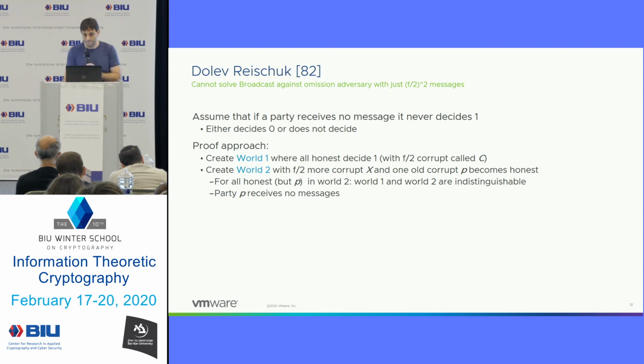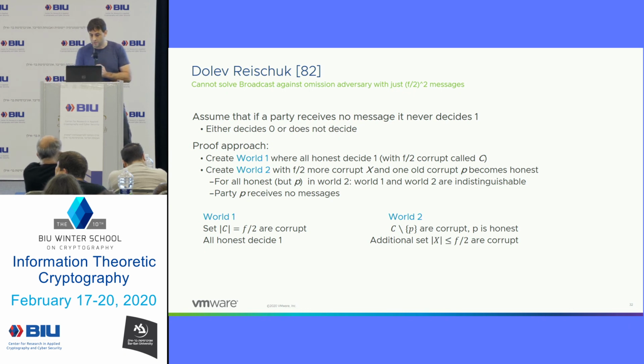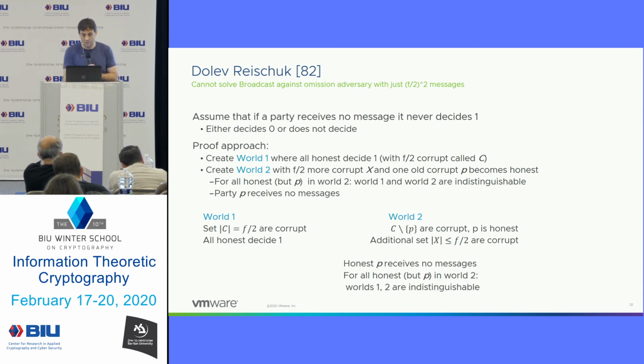It's pretty simple. So yeah, here are the 2 worlds. In world 1, we just have f over 2 corrupt. In world 2, one of those we will change from corrupt to honest. And in world 1, everybody decides 1. And in world 2, we're going to add additional corruptions, and this node P in world 2 receives no messages. And these worlds are indistinguishable.